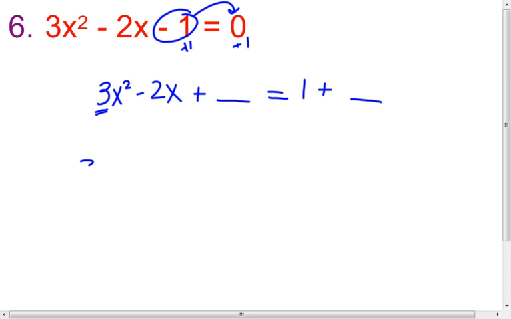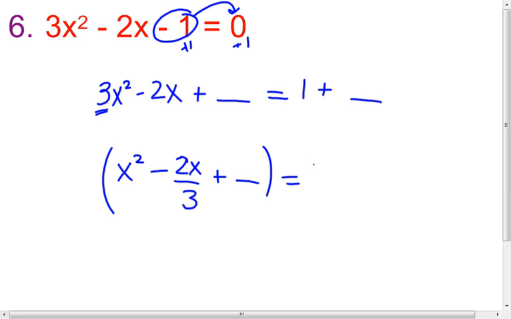So I pull a 3 out. Okay, and then I'm going to have x squared here. And then 3 times what gives me negative 2x, and that will be negative 2/3 x. Because if I distribute this times this right now, my 3's would just cancel each other out, and I would just be left with that negative 2x, which is exactly what I need. So I have negative 2/3 x there, plus my blank, equals 1 plus my blank.